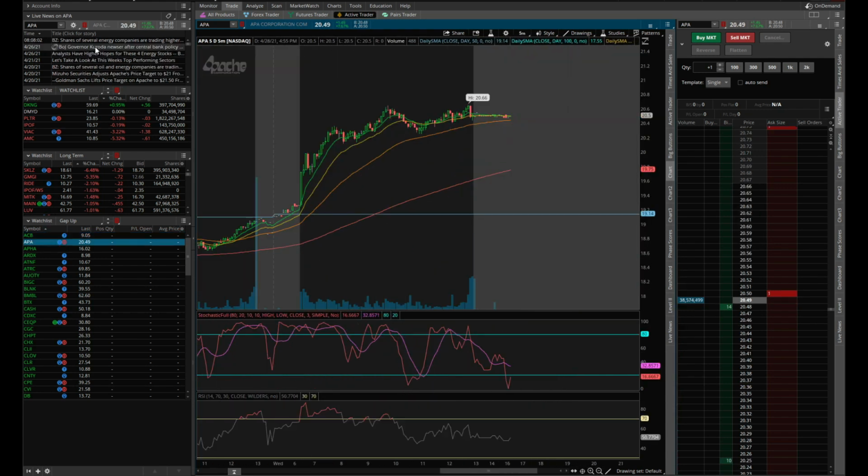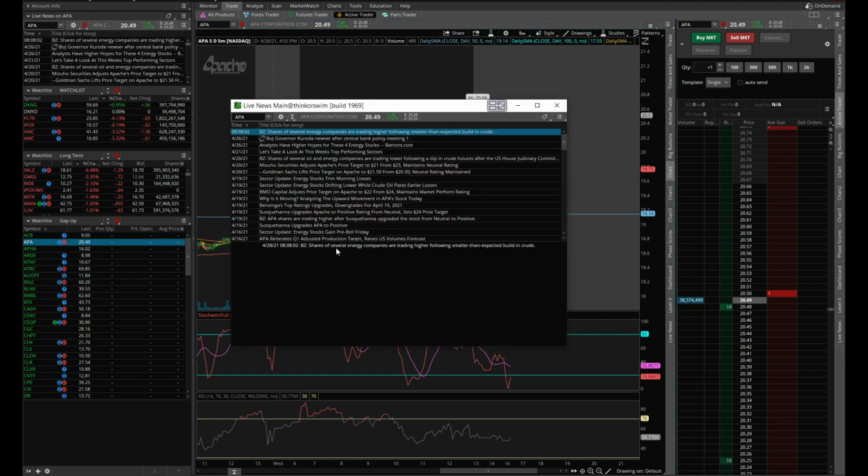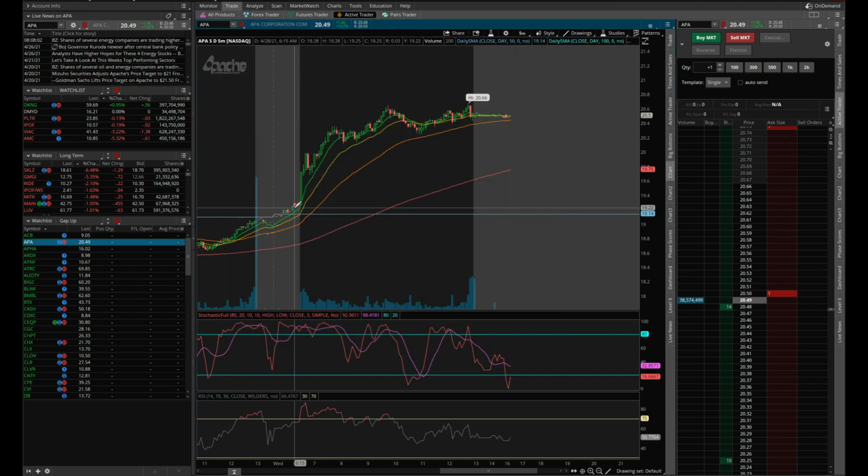APA, the news this morning was several energy companies are trading higher following a smaller than expected build in crude. Now this is one that I would probably just go ahead and take out of my watch list pre-market. As you see, it did have a huge run up, so you can definitely trade the momentum, but I'm trying to be a little more specific. I want to find stocks that are moving on news. News is an extremely important catalyst, and that will catch the eyes of a lot of traders and investors.